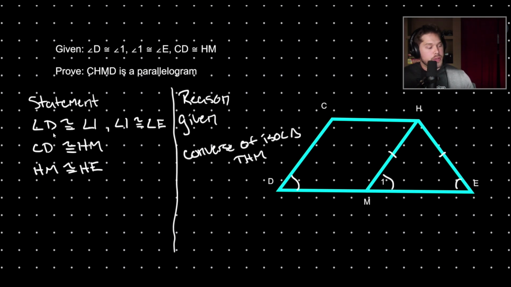What else were we told in our given? We were told that CD is congruent to HM. So we know that CD and HM are equivalent. So that tells us what? Well, that means by the transitive property, CE would be congruent to HE, but that's not as relevant for us having a parallelogram. So let's see what we have next here. Okay, we have these sides congruent. DE.